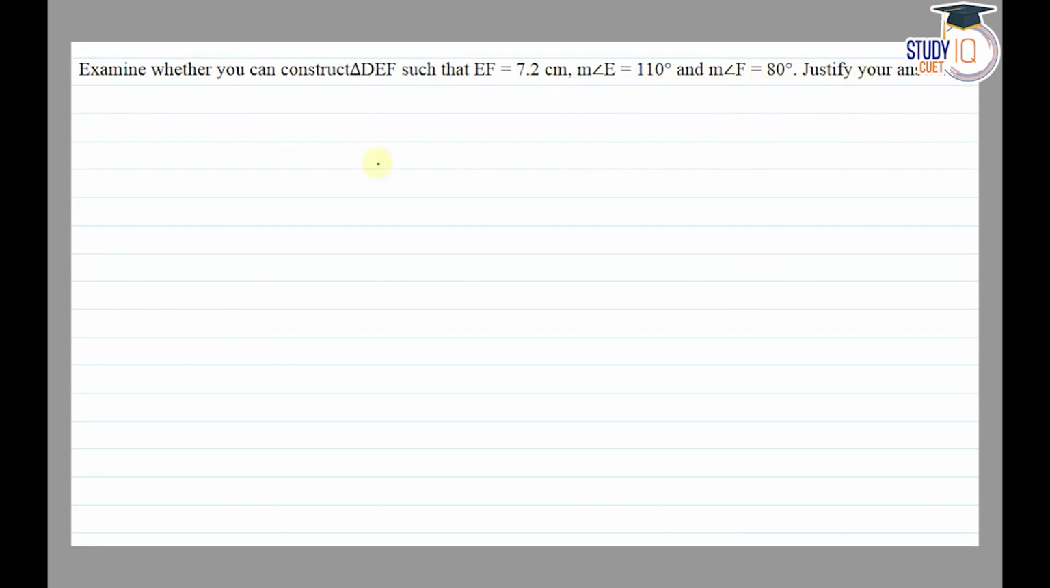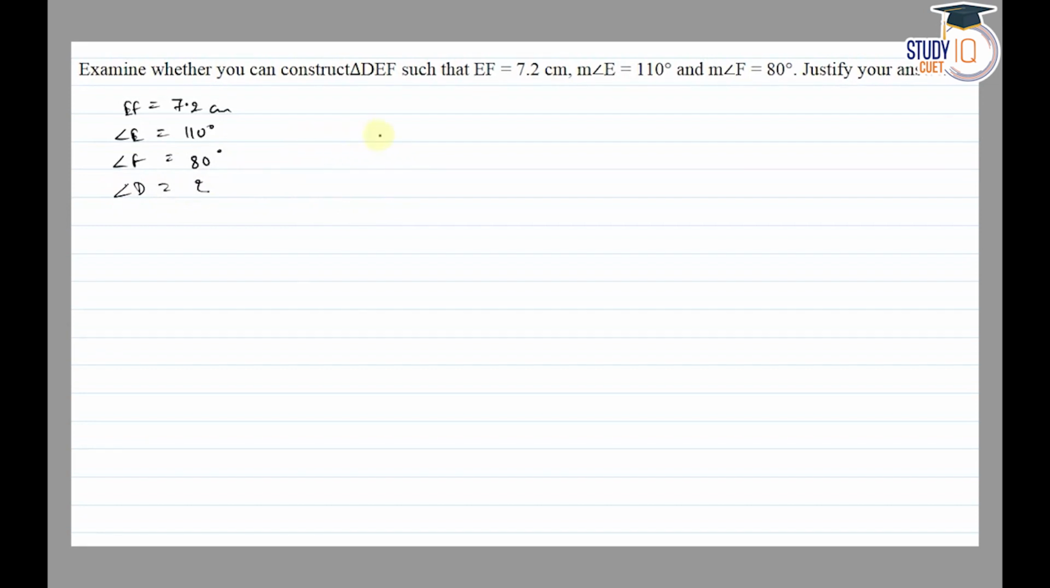Justify your answer. So हमें given है line segment EF is equal to 7.2 centimeter, angle E is equal to 110 degree, angle F is equal to 80 degree, and angle D हमें पता नहीं.